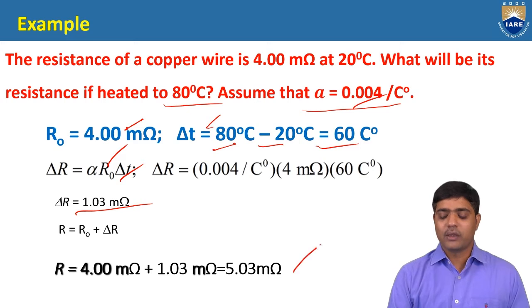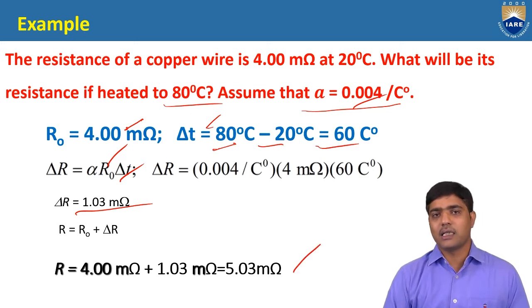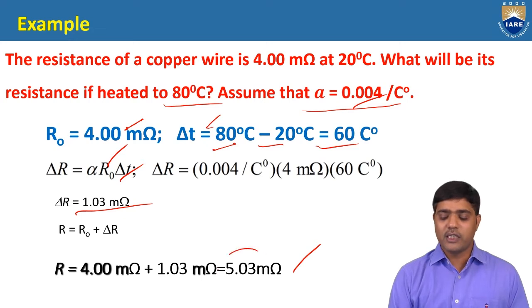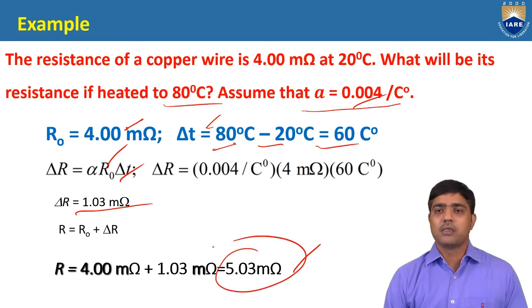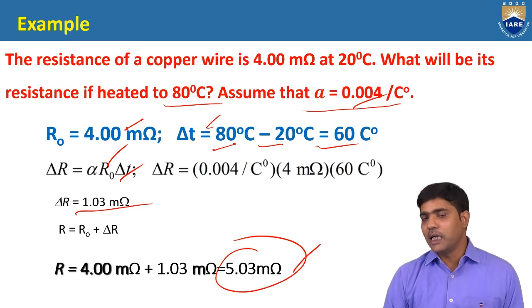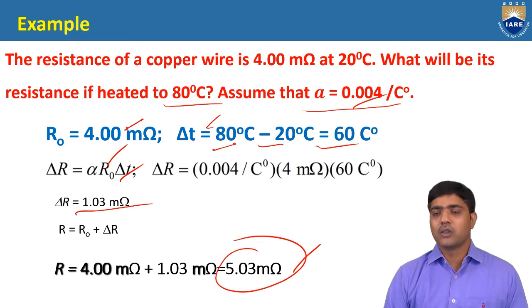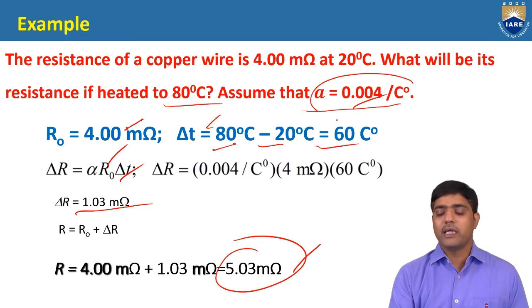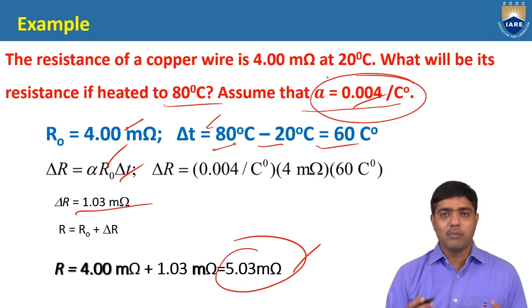So finally, the total resistance R equal to R naught plus delta R. That is going to be 5.03 milli ohms. So this is how we can relate the change in the temperature. Because of the change in the temperature, there will be a change in the resistance also. The temperature coefficient alpha is not the same for all materials. Different materials have different temperature coefficients, which you have to observe.